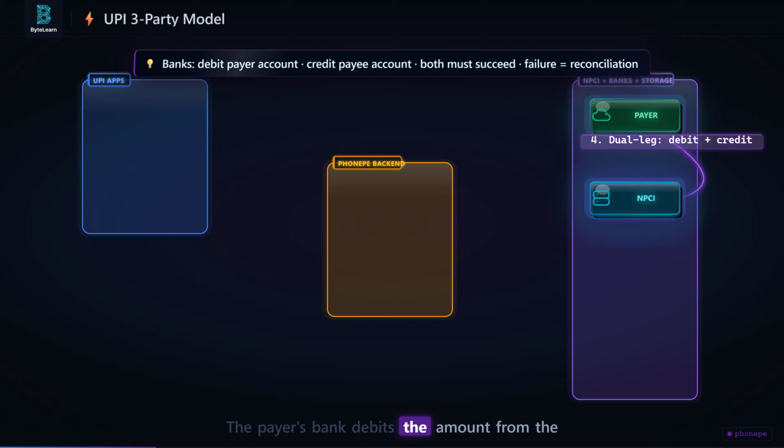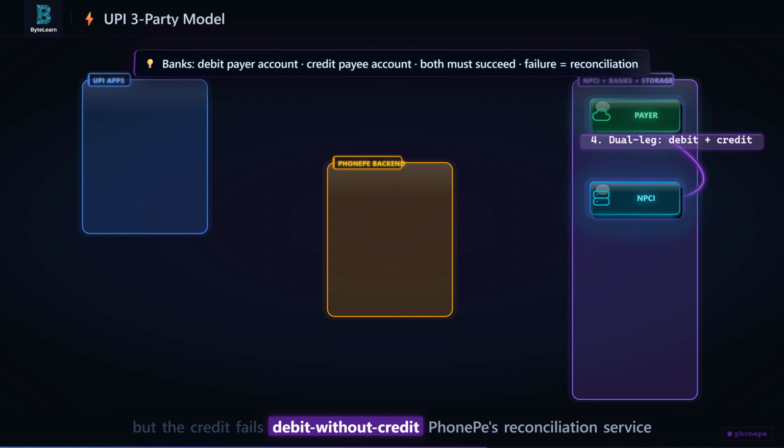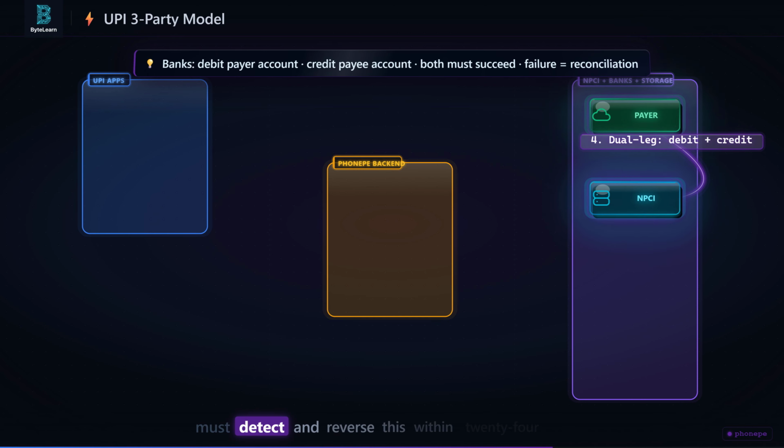The payer's bank debits the amount from the payer's account. The payee's bank credits the amount to the payee's account. If the debit succeeds but the credit fails, debit without credit, PhonePe's reconciliation service must detect and reverse this within 24 hours. This is the most critical failure scenario in UPI.